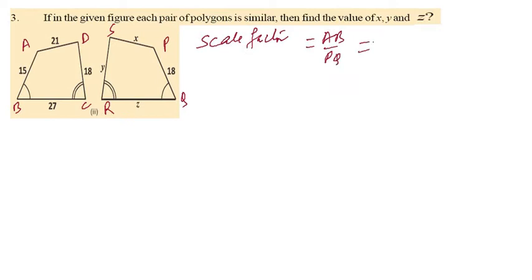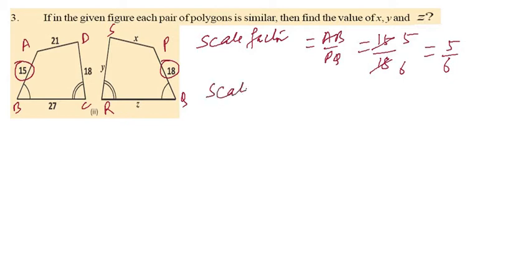So AB is given, as you know, it is 15, so you have to write here 15, and it is your 18, so you have to write here 18. So 3 fives are 15 and 3 sixes are 18. So your scale factor is 5/6.